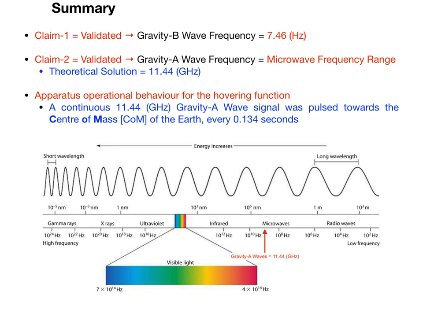Therefore, we may conclude that the apparatus' operational behaviour involved gravity A-wave amplifiers generating a continuous 11.44 GHz signal, which was burst released towards the Earth at a frequency of 7.46 Hz. In other words, an amplified and continuous 11.44 GHz gravity A-wave signal was pulsed towards the centre of mass of the Earth every 0.134 seconds.